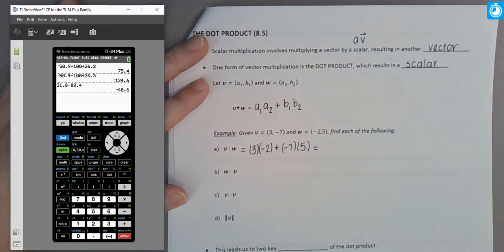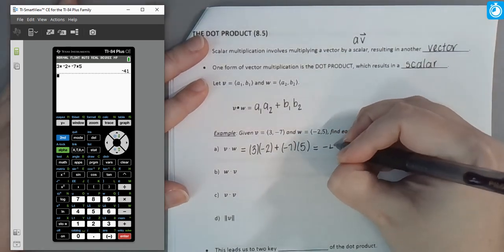And of course, as always, we can just do that in the calculator if we want. So 3 times negative 2 plus negative 7 times 5, and that's going to give us negative 41.